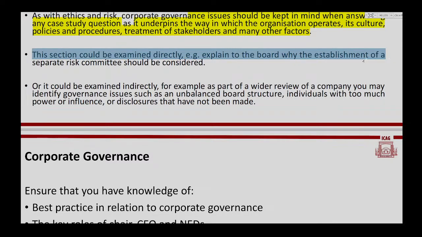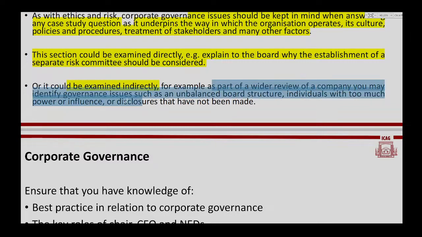Example, explain to the board why the establishment of a separate risk committee should be considered, right? So this is where it is examined directly as corporate governance. This one you can see that the question is a corporate governance question. But what are other ways it can be examined? Indirectly, for instance, as a part of a wider review of a company, you may identify governance issues such as unbalanced board structure, individuals with too much influence and power, or disclosures that have not been made. This is the examiner telling you. Are you getting it? This is the examiner telling you. So you can see that he's telling you that corporate governance issues can be examined in two different ways.